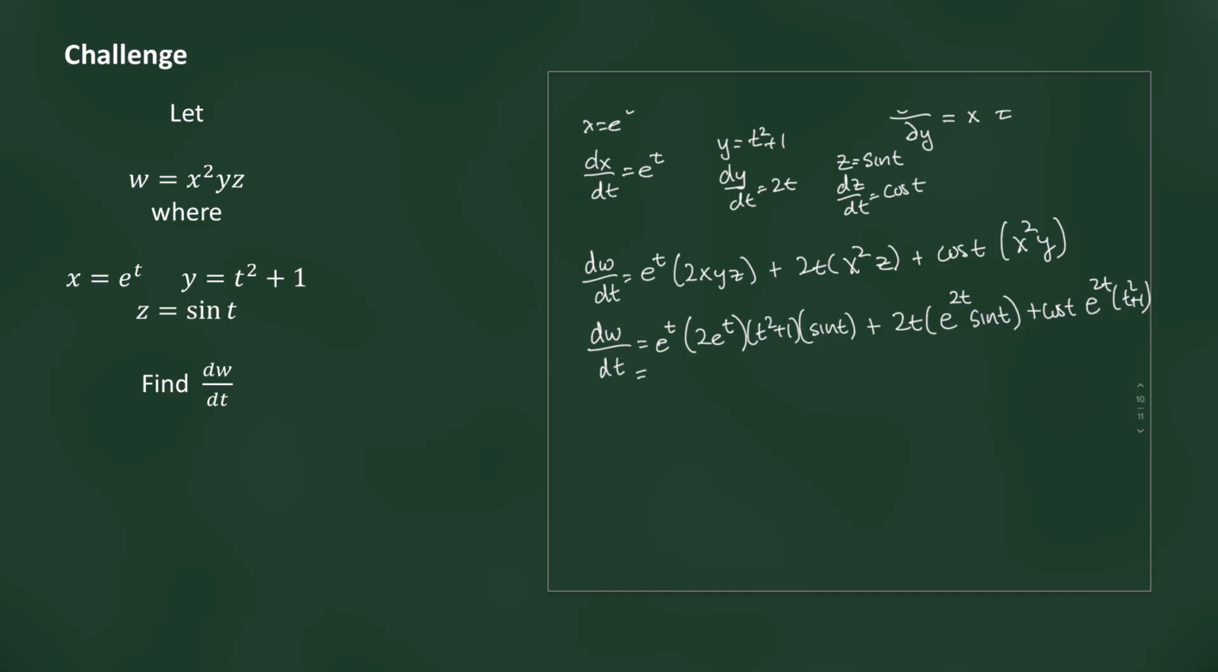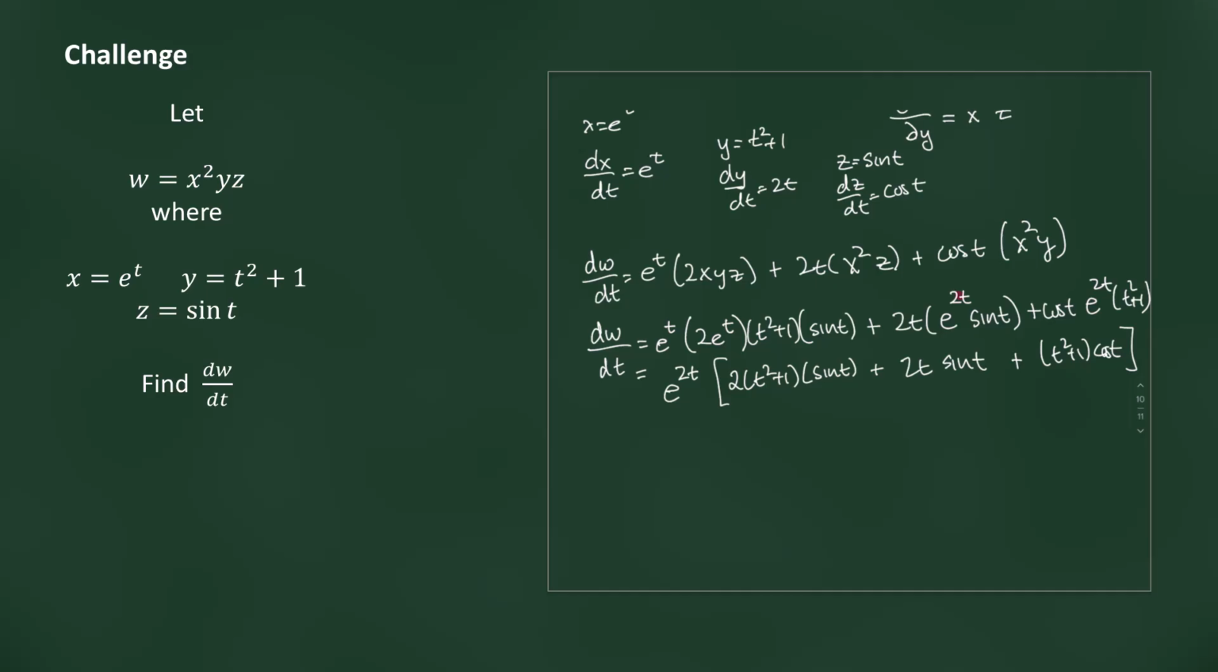Okay, so now notice that each of these terms has an e to the 2t. We see it obviously right here and here, and then if we combine this e to the t with that one, we get an e to the 2t, so we'll factor that out, e to the 2t. We're going to be left in our first term with 2 times t squared plus 1 times sine of t, and then we have another 2t sine of t, and then we have a t squared plus 1 times the cosine of t in our last term.